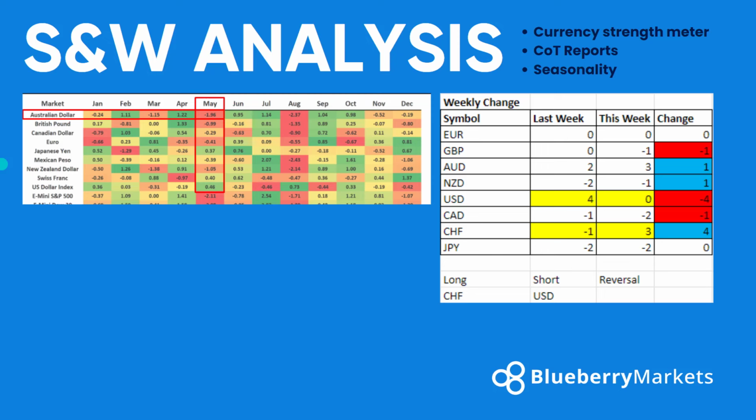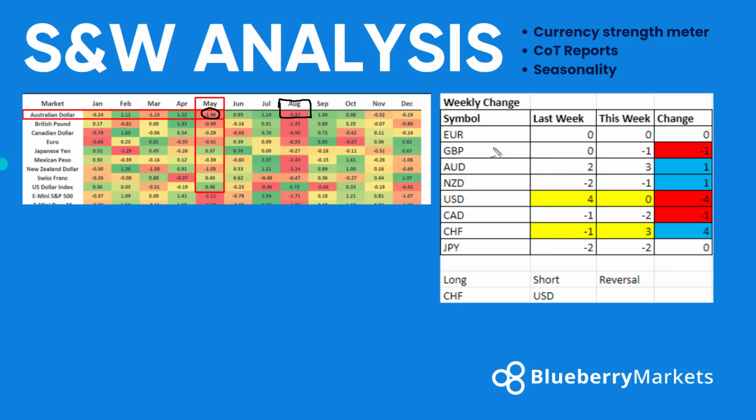Going on to some seasonal analysis then. Well, May is a pretty poor month for the Australian dollar. We can actually see it's one of the worst performing months for the Australian dollar out of the entire year. The second, or the top I should say, is actually August. August is usually a pretty bad month for the Australian dollar as well. So May is typically seasonally bad for the Australian dollar as well as stock markets. So it'd be interesting to see if we get a similar setup going into this year.